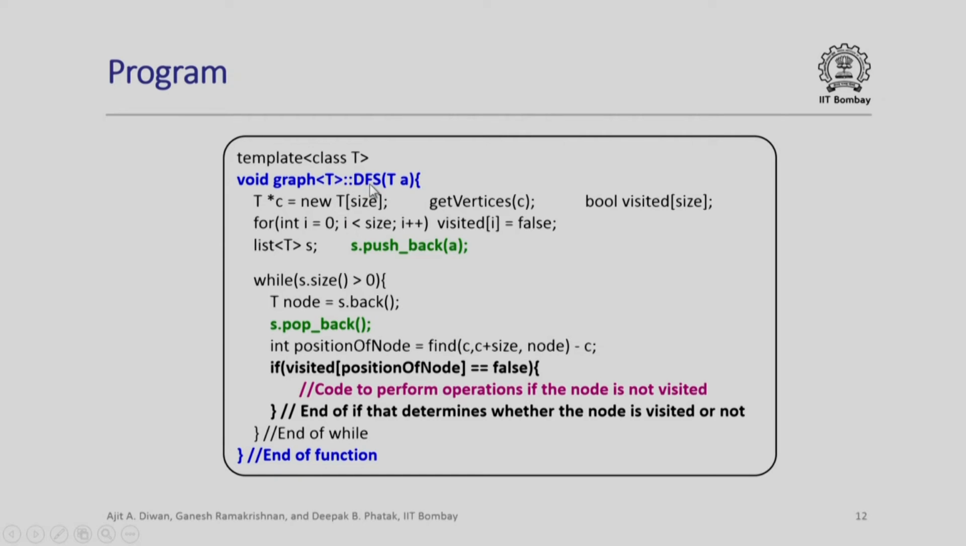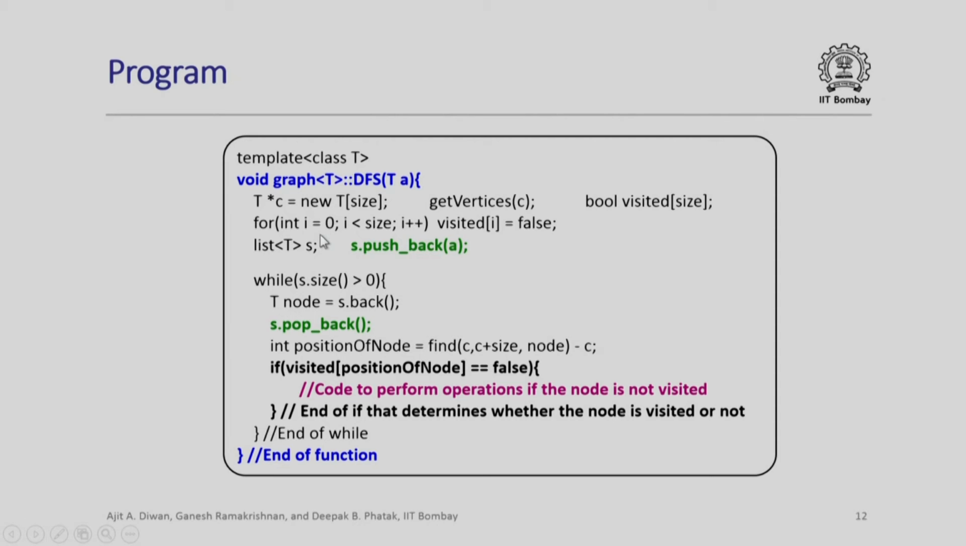Let us see what we are doing. We create a T class instance with this size that we have given, which we have got, that is the total number of nodes. We get vertices. Now we introduce a bool array called visited. This is the one which will permit us to keep track of which node is visited and which node is not visited. Please note that this visited array will work in tandem with the array of nodes that we have. This will actually be a Boolean variable corresponding to the node in the same position in the other array.